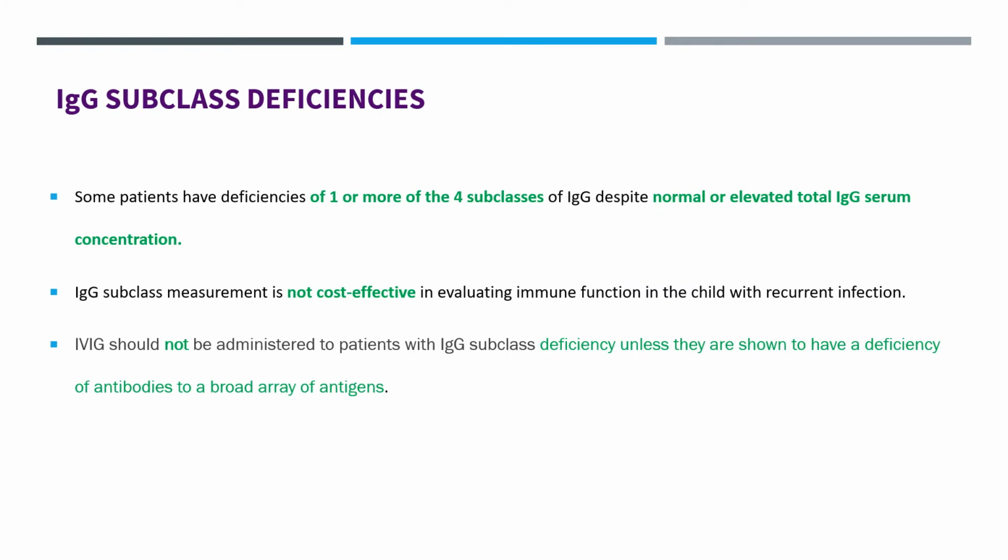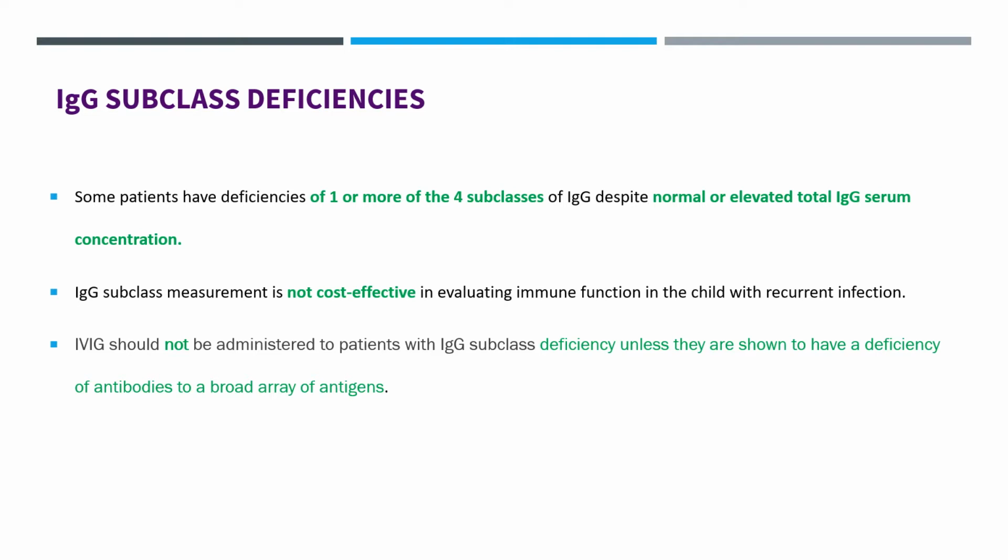So starting with the first one, the IgG subclass deficiencies. Some patients have deficiencies in one or more of the 4 subclasses, because there are 4 subclasses of the IgG. Of course, sometimes we need to do the total immunoglobulins, and we will see that the total IgG is normal. But that does not mean that there is no problem with the subclass. The normal total IgG does not represent the IgG subclass.